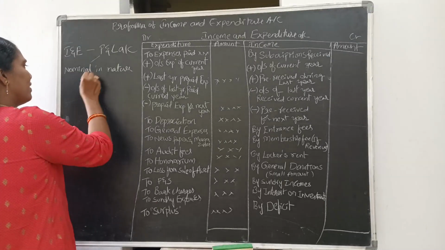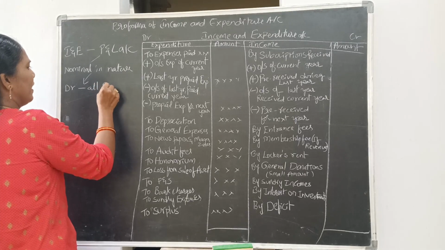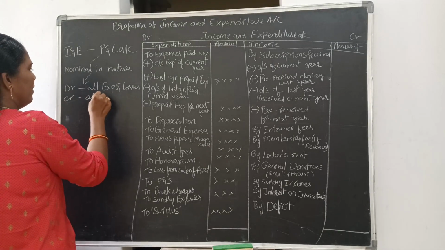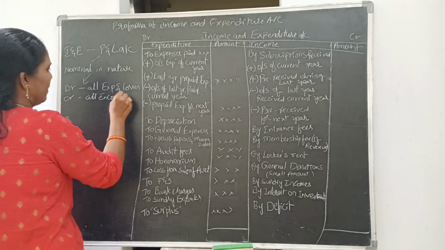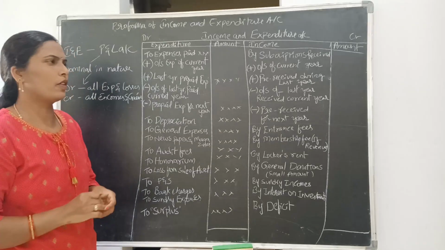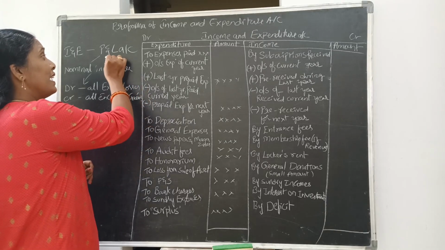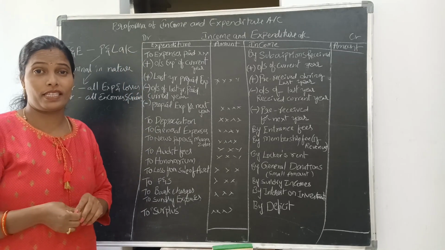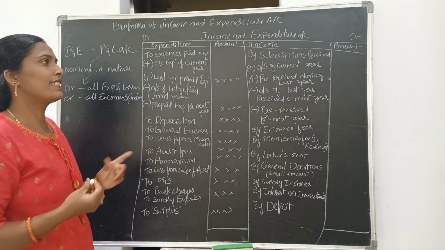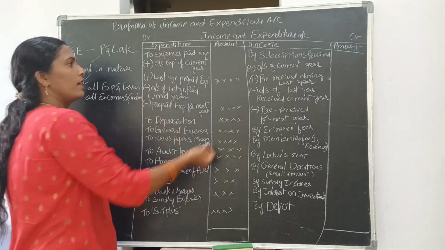So what are the nominal account rules? Debit all expenses and losses. Credit all incomes and gains. This is the rule of a nominal account, and this rule we are going to apply. As I told you, this is just like a profit and loss account. In the profit and loss account, we used to debit all expenditure and credit all incomes and gains. The same in income and expenditure, we will post expenditure on the debit side and income on the credit side.